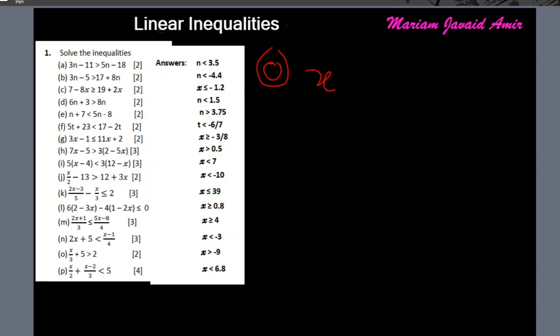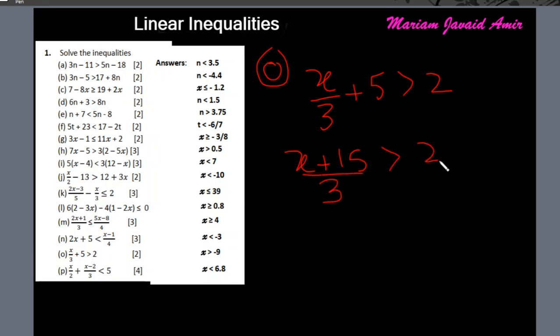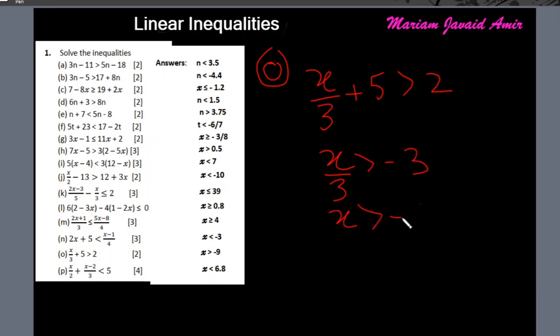Part O, x over 3 plus 5 greater than 2. This becomes (x plus 15) over 3 greater than 2, or we could have done something easier. Let's take 5 to the other side, which will make this minus 3, and then this becomes x is greater than minus 9.